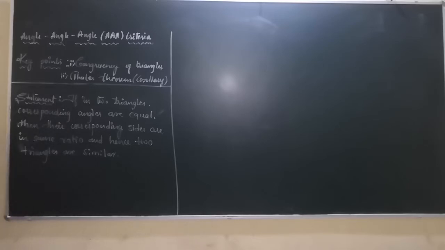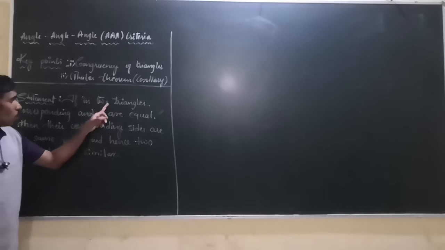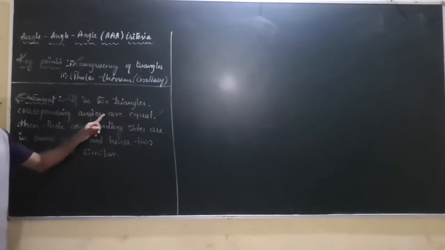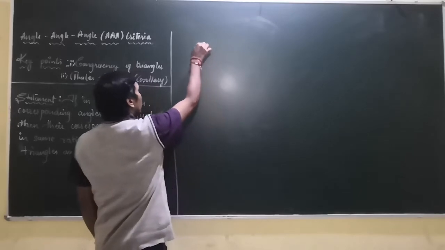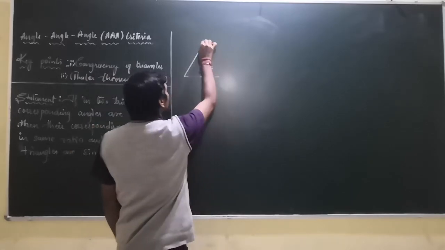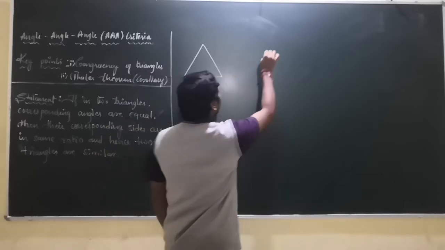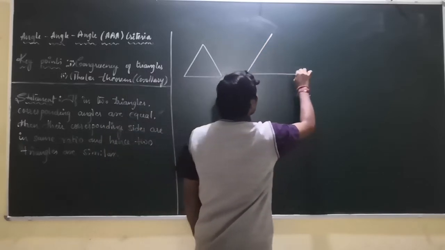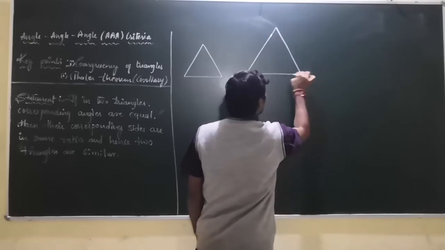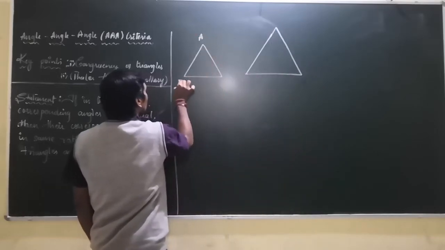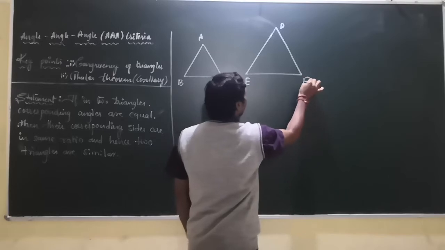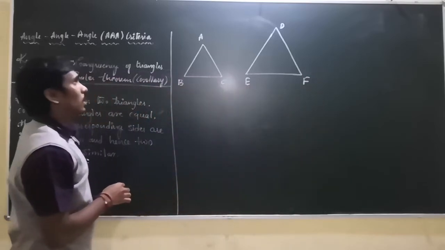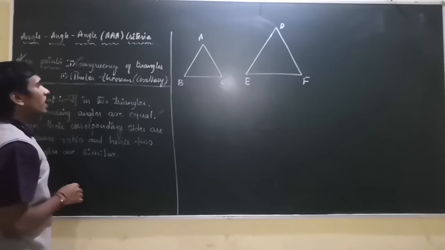The angle criteria states that if in two triangles corresponding angles are equal, then their corresponding sides are in the same ratio, and hence we can call those two triangles similar. Let us consider the diagram here. So we have two figures. This triangle is ABC. Let us consider this as DEF. These are the two triangles in which the corresponding angles are equal.